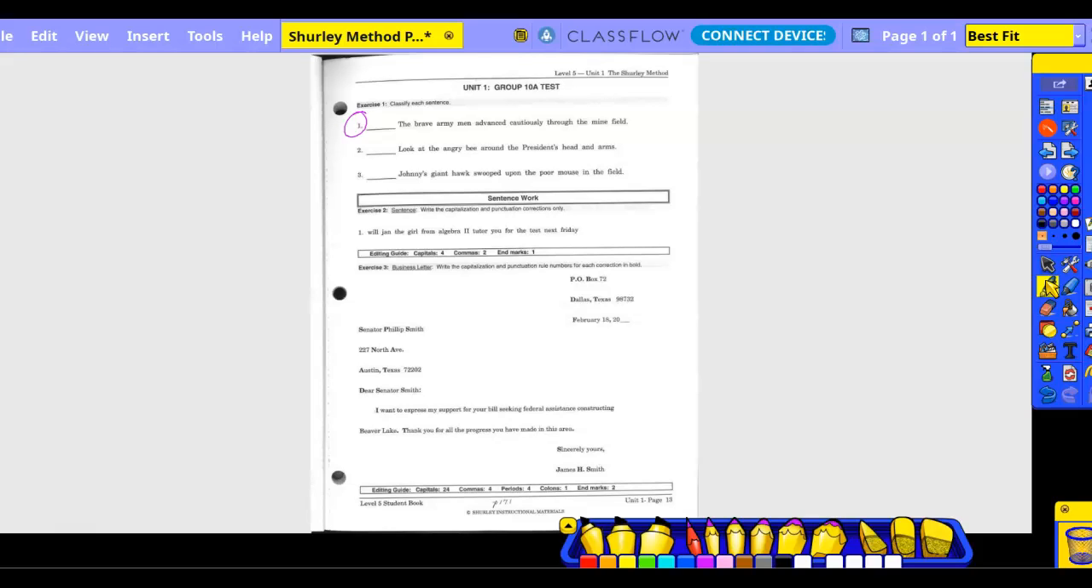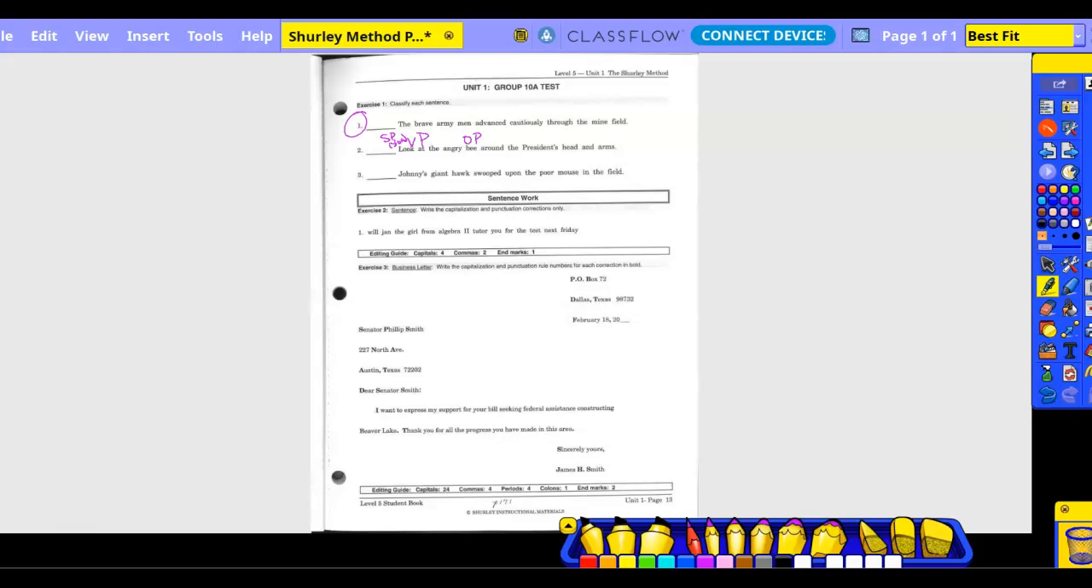Look at the angry bee around the president's head and arms. Who's supposed to look at the angry bee around the president's head and arms? A pronoun, and it's understood. So you put "you" in parentheses. What is this about you? Look. Verb. At. Preposition, one of the 49 prepositions. At what?